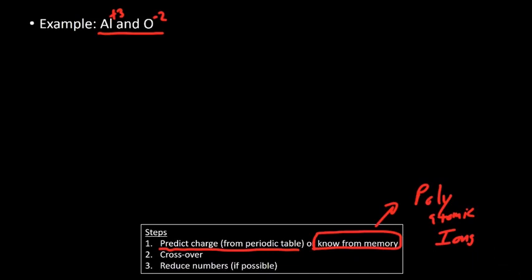Okay, so this one we know from memory, and what we want to do is figure out how many aluminums I need and how many oxygens I need to make them balance out. First, I'm going to do this with a trick little math technique called crossing over, and then I'll explain why this works. So we cross over, and that means our aluminum charge becomes the number of oxygens, and our oxygen charge becomes the number of aluminums. That's why it's called crossing over.